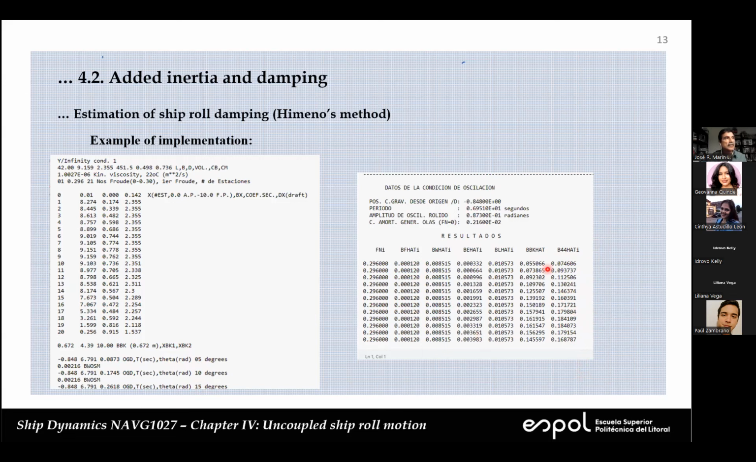So this is what I want you to do for the model that we have at the university. And I want you to do this calculation independently, right?